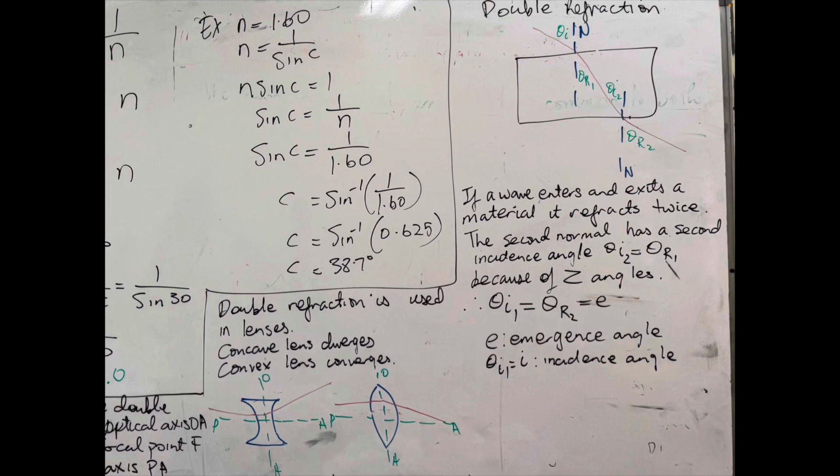If a wave enters and exits a material, it refracts twice. The second normal has a second incident angle. Theta I2 is equal to theta R1 because of Z angles. So that is a geometry law. Therefore, theta I1 is equal to theta R2, and theta R2 is called the emergence angle. Theta I1 is called the I, or the incident angle.